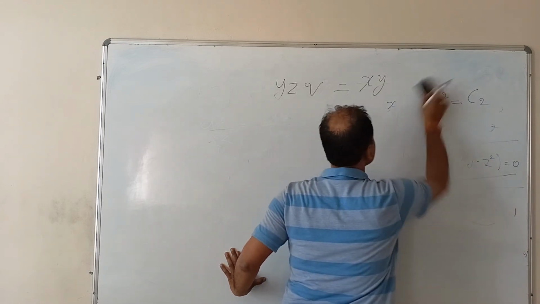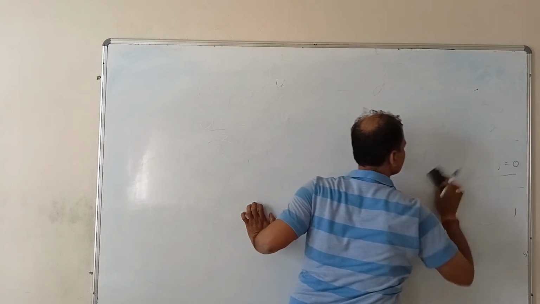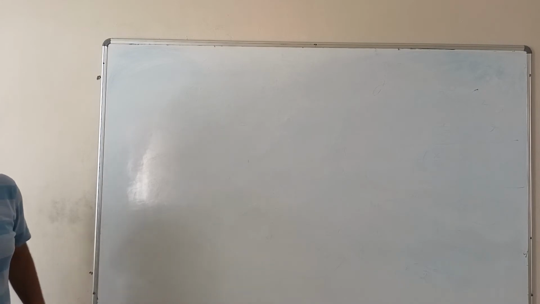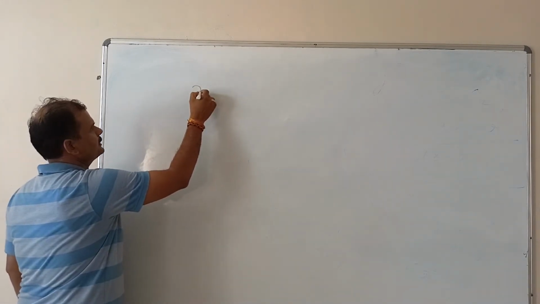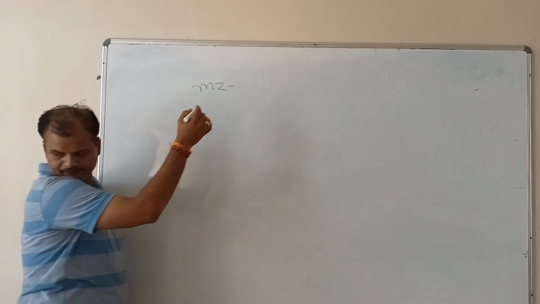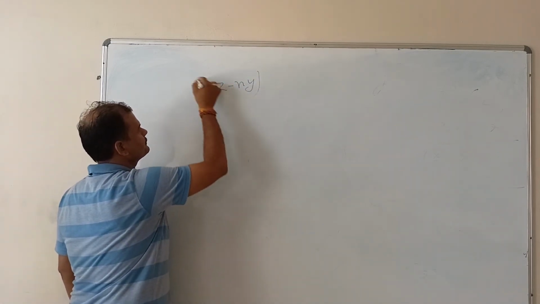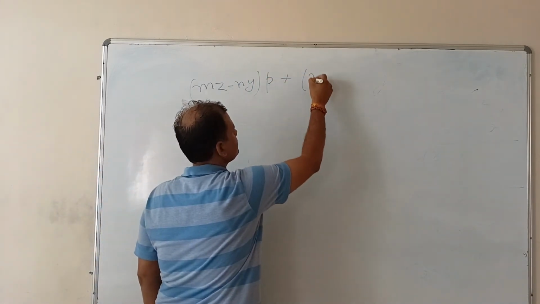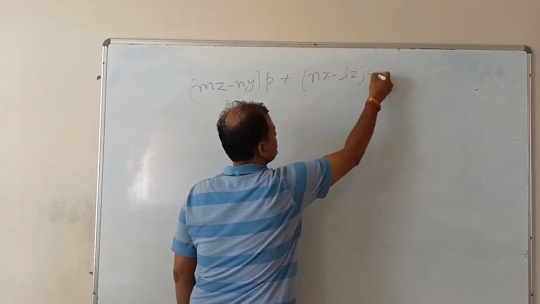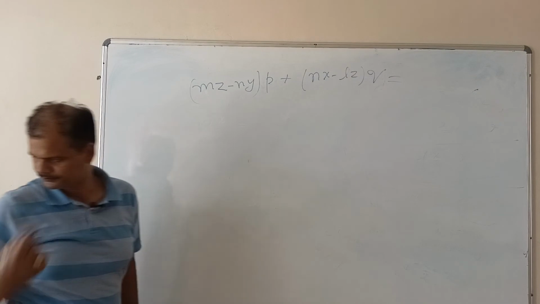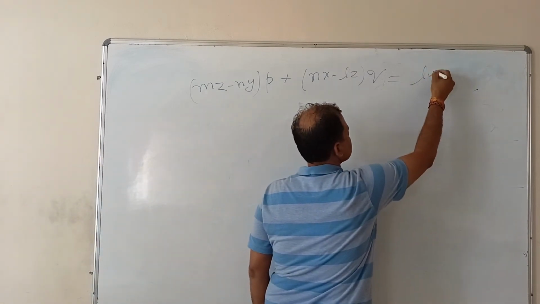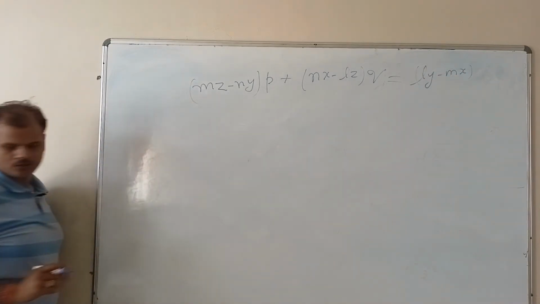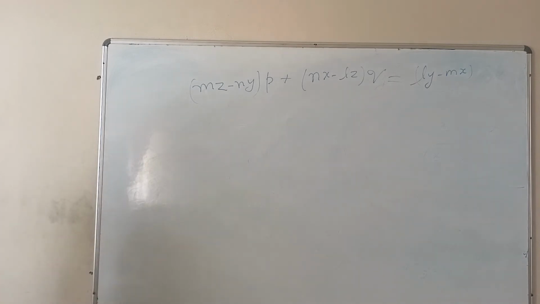Now let us take the third problem. We have not used the multiplier method yet, so I'll take one problem where we use the multiplier method. So first we have mz minus ny p plus nx minus lz q equal to ly minus mx. So this is your given PD. Now we need to solve using the fraction method, right?